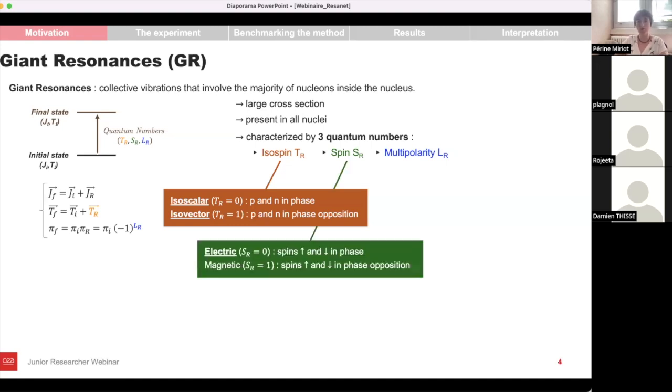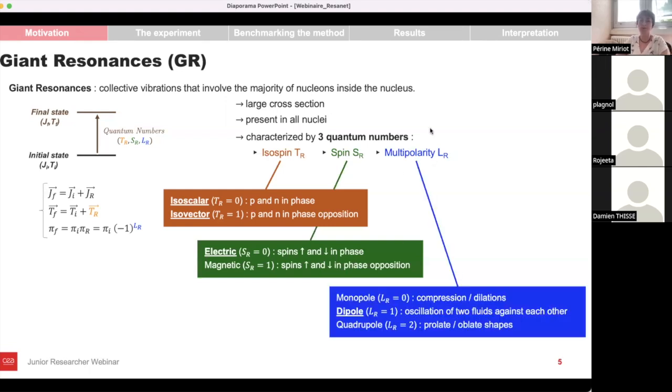The same holds for the spin quantum number, but this time it describes the relative motion of spins up and down. So electric resonances have spin up and down moving in phase, and magnetic resonances have spin up and down moving in phase opposition. The last quantum number is the multipolarity, and in particular the dipole multipolarity, with L quantum number equal to 1, corresponds to the oscillation of two fluids against each other.